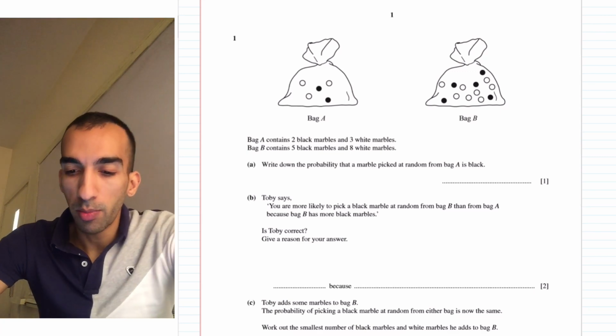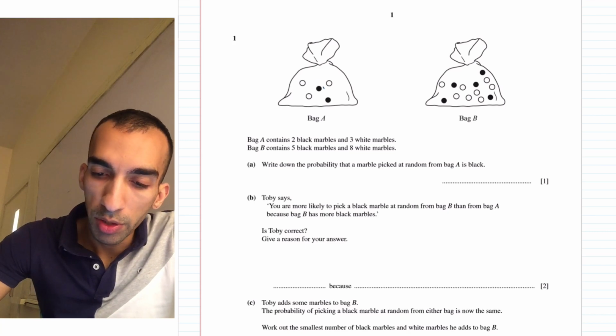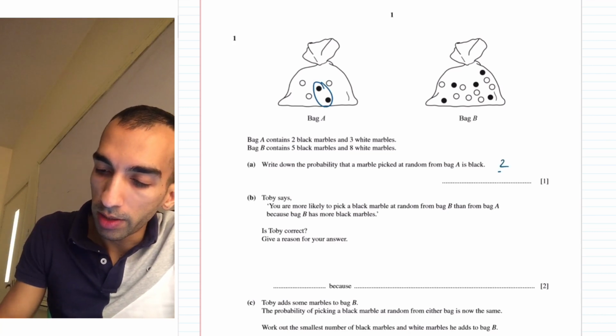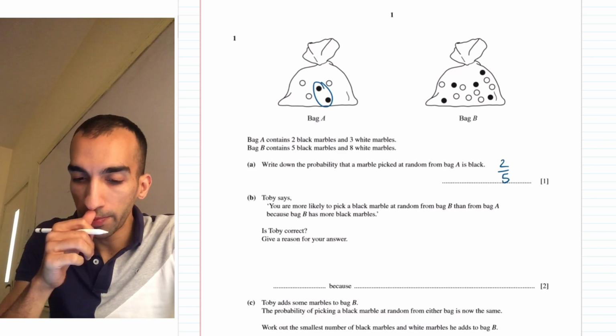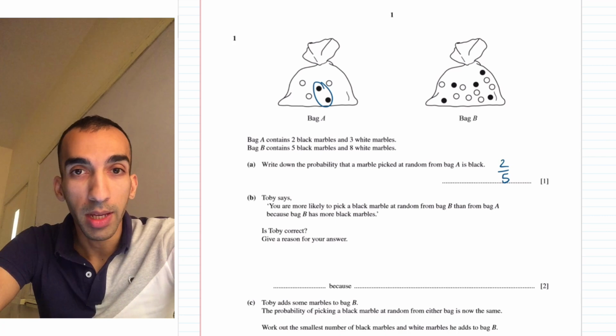Write down the probability that a marble picked at random from bag A is black. There are only 2 marbles that are black, so we're going to say 2 out of a total of 5. That's your answer.